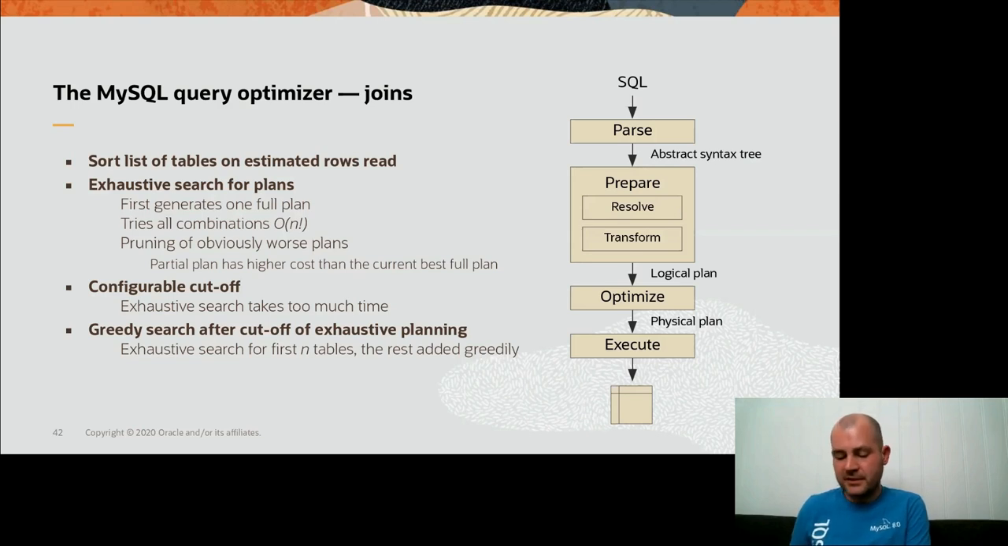I'm surprised that it's stood the test of time so far. It hasn't really crashed yet. But it's very close to collapsing. For instance, if you start doing proper analytic queries with this one, you have far too many tables for this exhaustive search to handle. And then you start doing greedy, and it just goes downhill from there.